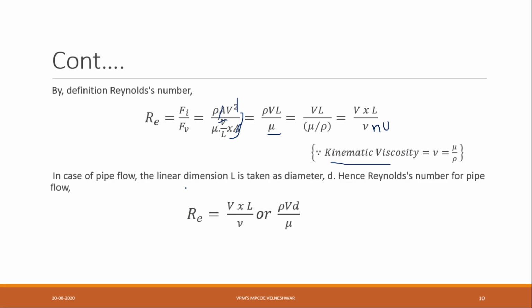Now in case of pipe flow, the linear dimension L is taken as diameter. Suppose a pipe is there, here the important dimension is not length but depth, sorry, diameter, that is D. So instead of L here I am taking D. Hence Reynolds number for pipe flow Re is equal to V into D divided by nu, or rho V D divided by mu. These are the formulas for Reynolds number.